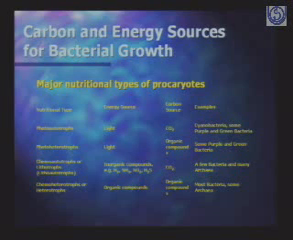Now, when the bacteria are growing, they will utilize a carbon and energy source for their growth. On the basis of their carbon and energy source, they are categorized into various categories like photoautotrophs, heterotrophs, chemoautotrophs. If they require light, then they are photoautotrophs. If they require inorganic compounds, they are chemoautotrophs.